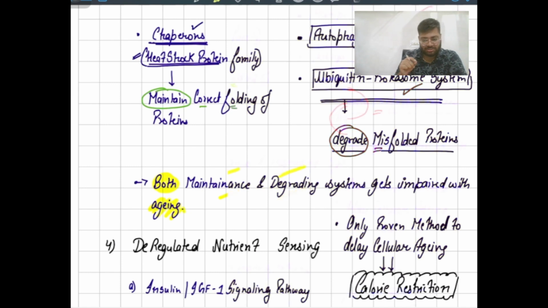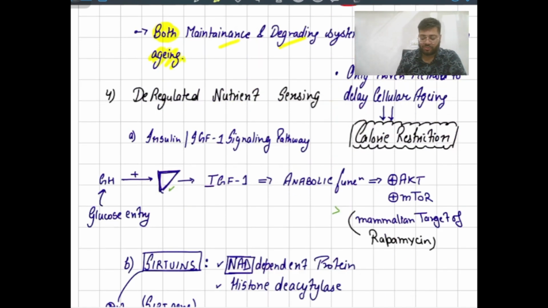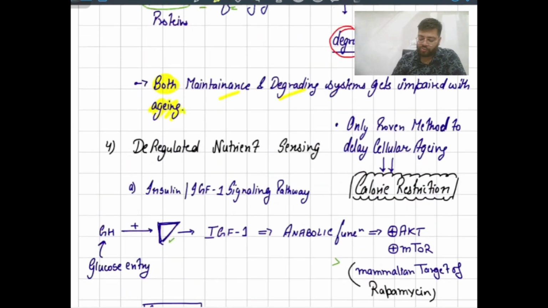You need to remember one line I am gonna say here. The only proven method to delay cellular aging is calorie restriction. If you eat less, you will live long. That is the dictum here. If you eat less, you will live long. The only method to delay cellular aging is to eat less. Let us discuss why I am saying that.